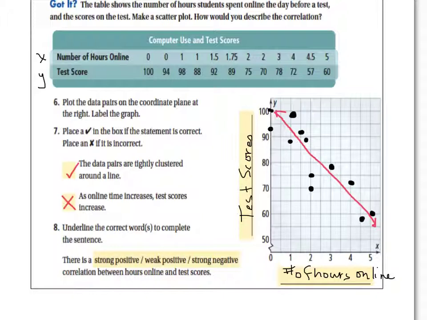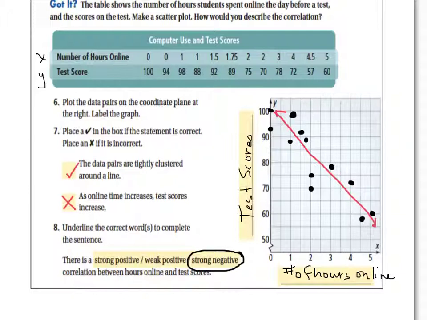Okay. Underline the correct words to complete the sentence. I'm just going to circle which one. There is a weak positive, strong positive, weak negative, or strong negative correlation between the hours online and test scores. Now, as you look at your graph, is the graph going down or up? It's a simple question in this case. It's going down, so in this case, we really only have one option. This is a strong negative correlation relationship.